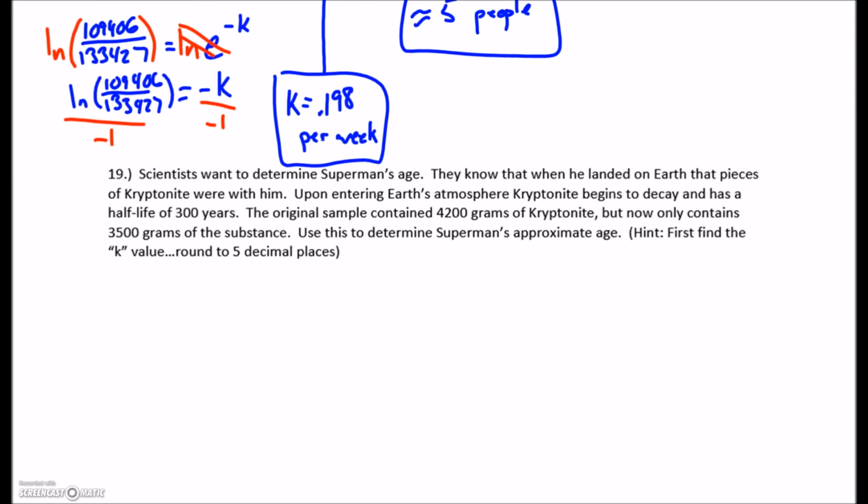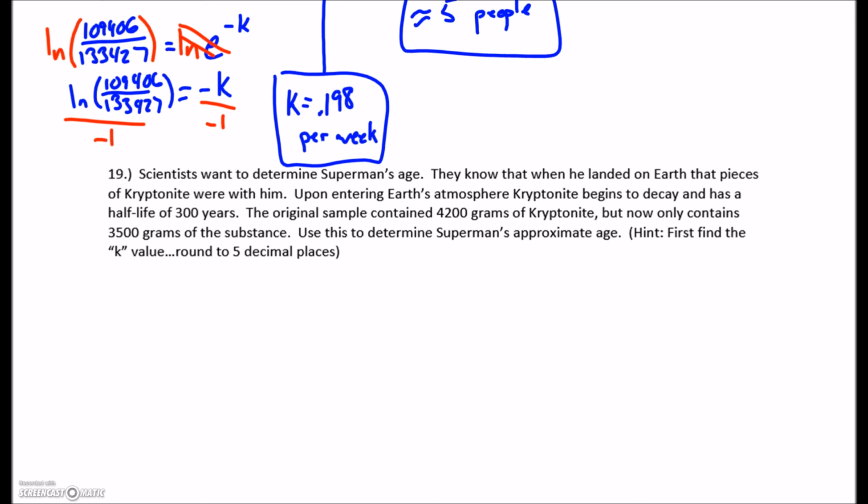If I look at the next one, it says scientists want to determine how old Superman is. They know that when he came to Earth, there was kryptonite with him, and as soon as we entered Earth's atmosphere, the kryptonite began to decay and has a half-life of 300 years. The original sample was 4,200 grams of kryptonite, and now there's only 3,500 grams of the substance left. We want to use this to determine how old Superman is.